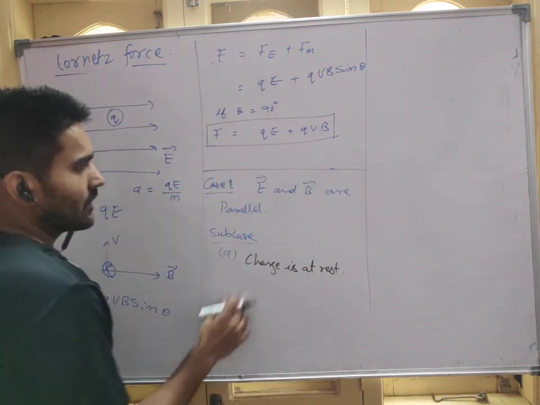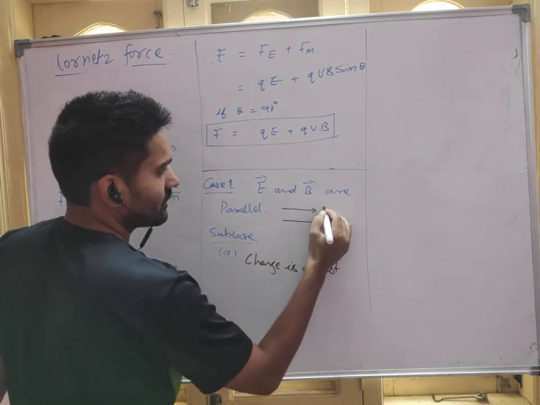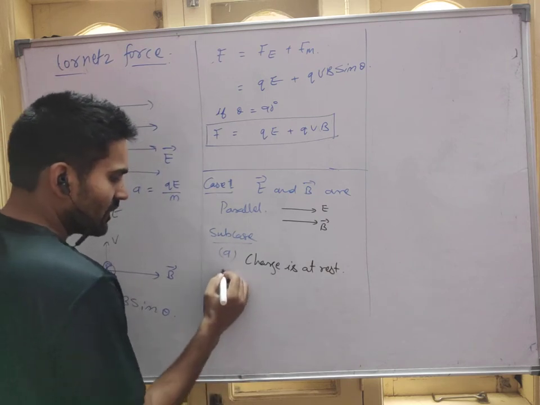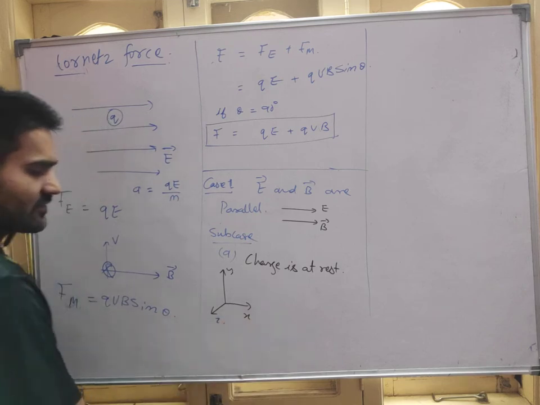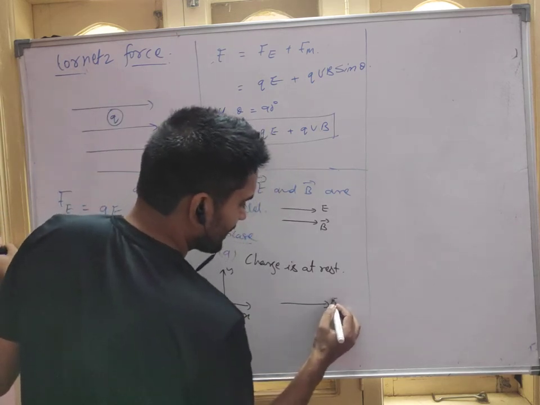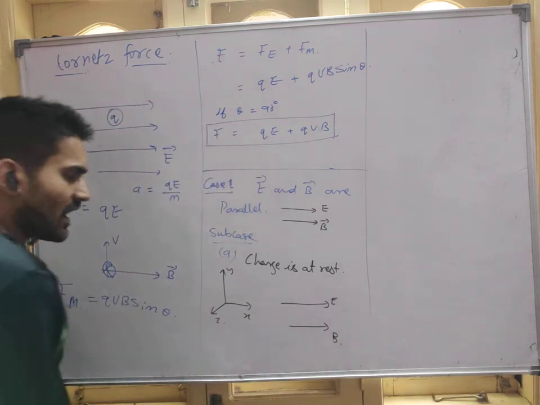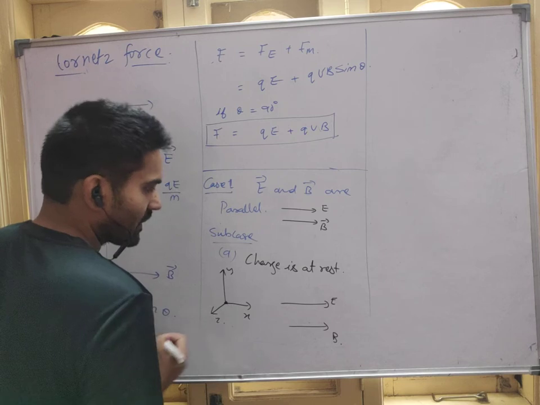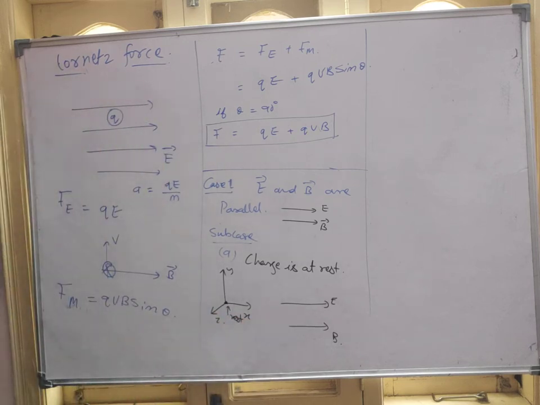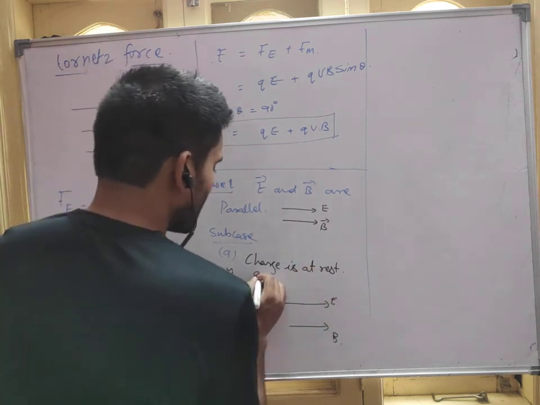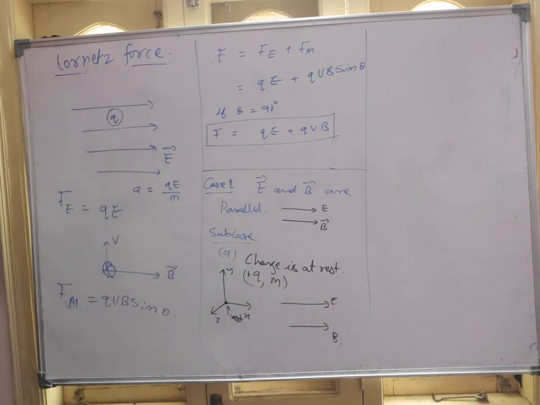See, E and B are parallel. So E is this, B is this. We will follow the X direction, Y direction, and Z direction, right? The electric field is in this direction, the magnetic field is in this direction, and the charge is kept somewhere here, at rest. The charge is plus Q, and m is the mass of the charge.